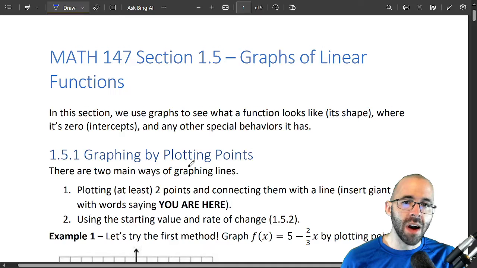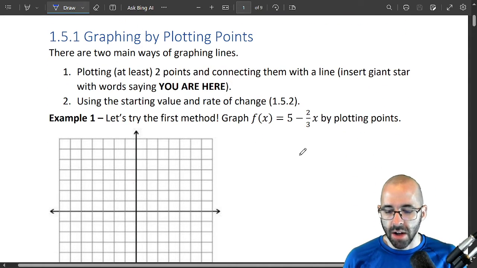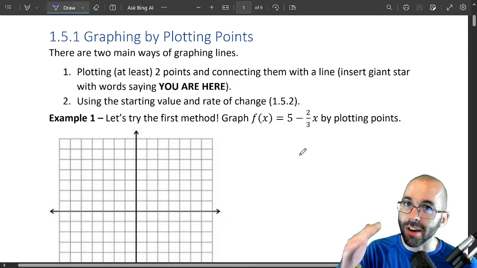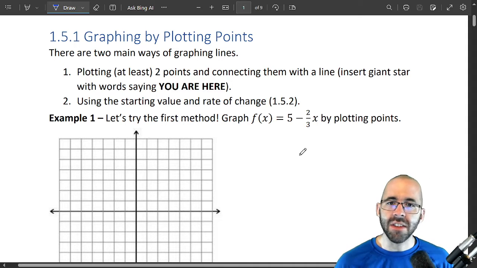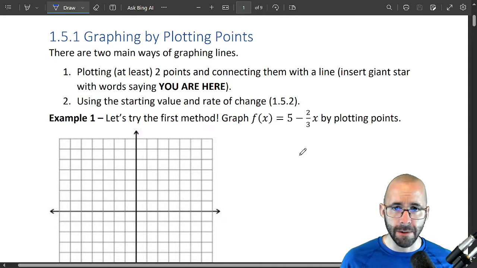So let's start by graphing with plotting points. There's two ways of doing lines. You can plot at least 2 points and connect all those points with a line. Probably have done this before or seen this before. This is where you are. You are here learning how to plot with points. And then in the next video, we'll also talk about how you can use the starting value and the rate of change to get a line.